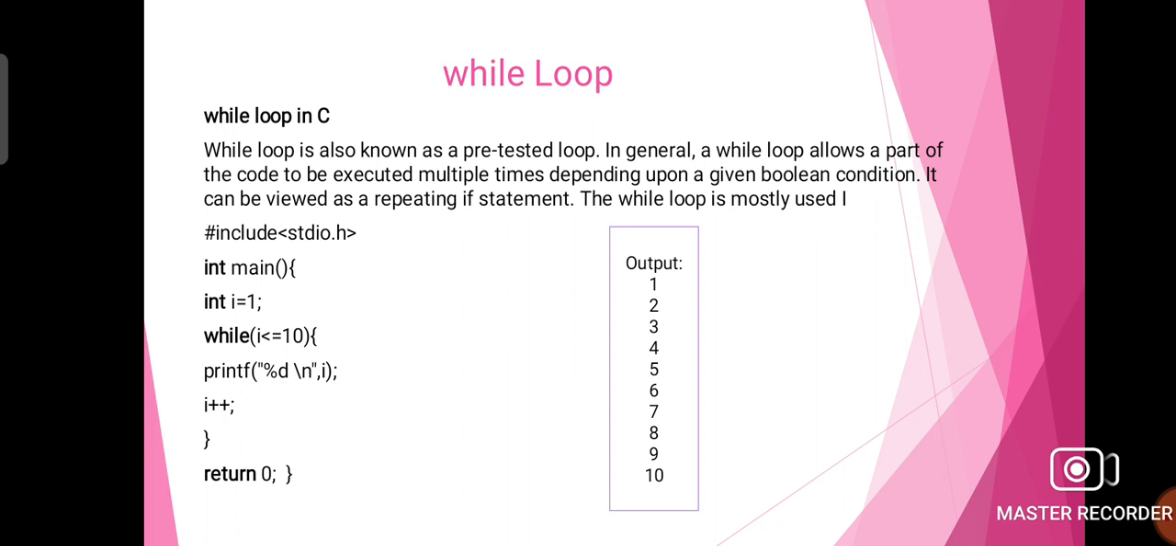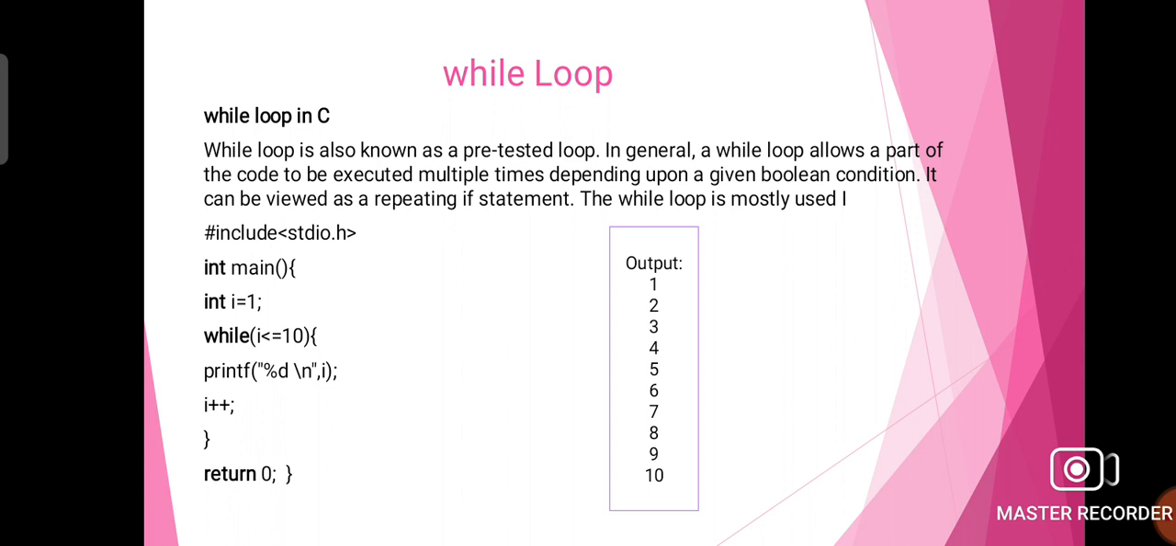The body of the loop will be executed repeatedly until the value is lesser than or equal to 10. So whenever i becomes 11, the loop terminates, the execution of the loop terminates, and the execution control comes out of the loop.